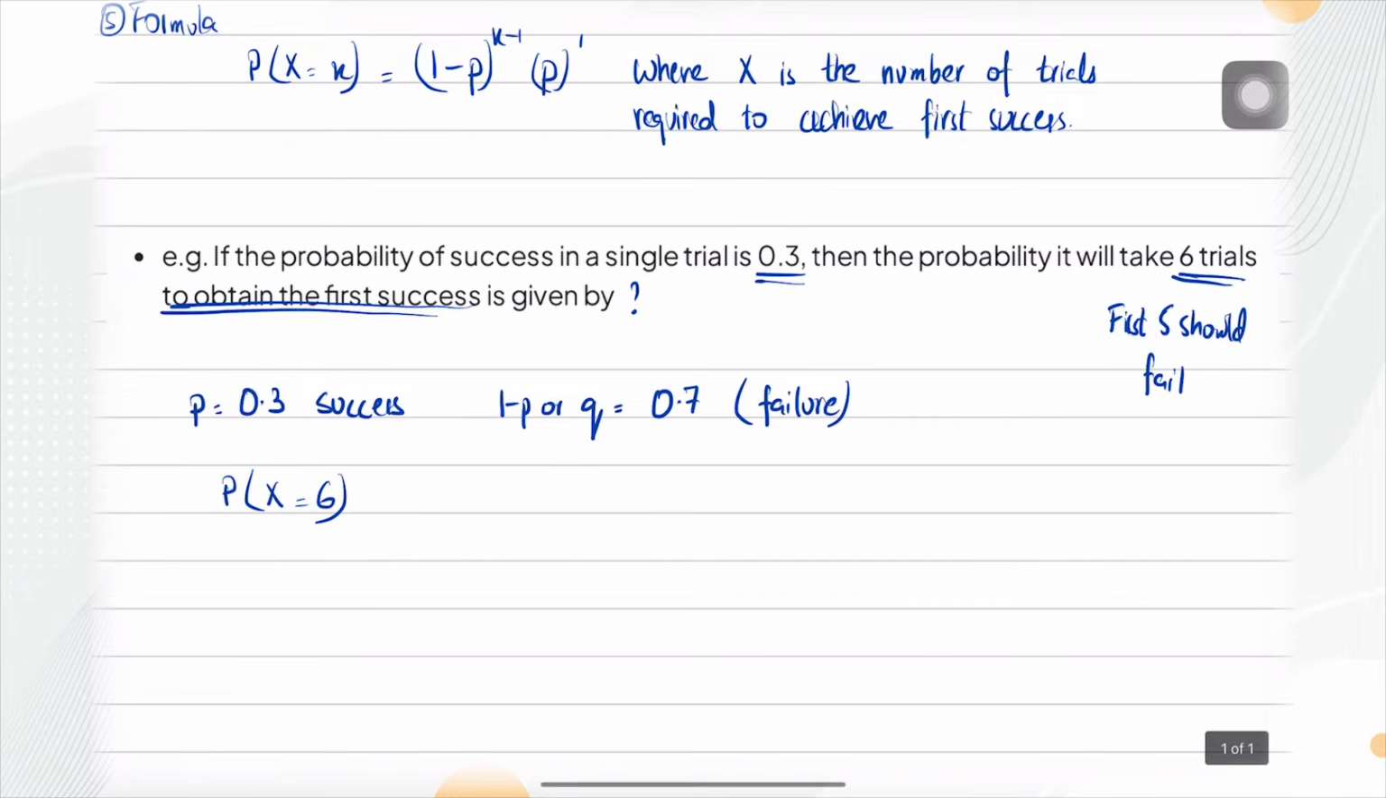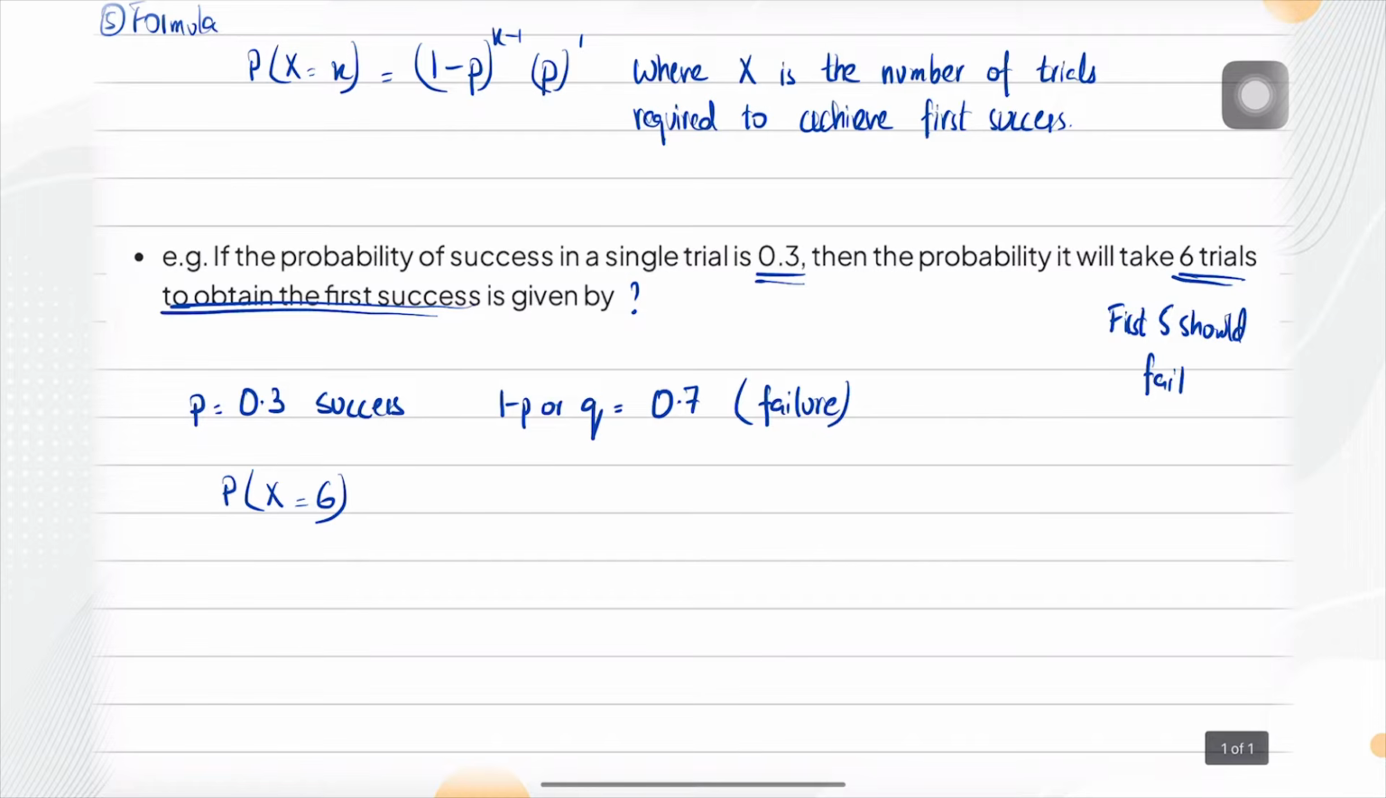Or if, let's say, you're playing against a team and the probability that you win against that team is fixed, and you want to find out the probability that it's in, let's say, the 7th game that you're able to win against that team. So what does that tell us about the first 6 games? That means the first 6 games must have resulted in a loss.